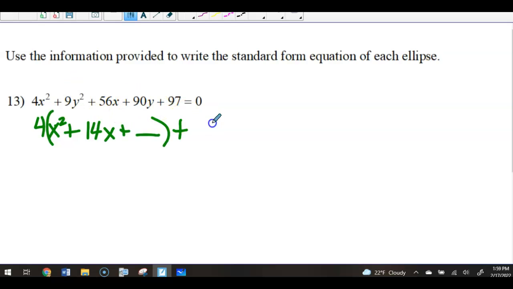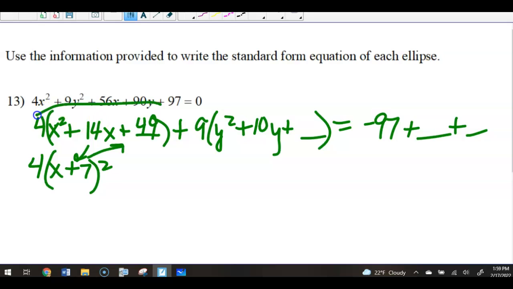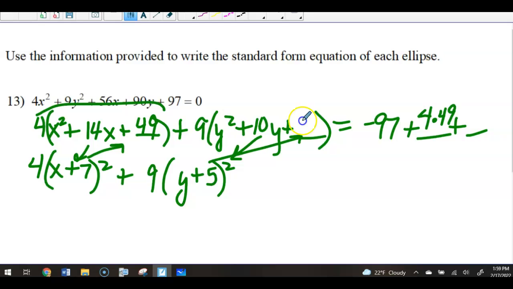And with the y's, we're taking out a 9. Move the 97 over, it's going to be negative. So this would be a 4 and an x plus 7. Half of this squared is 49. And then 4 49s go over here. And then we have a 9. Half of this would be 5. Put it in here is a 25. So we have 9 times 25.